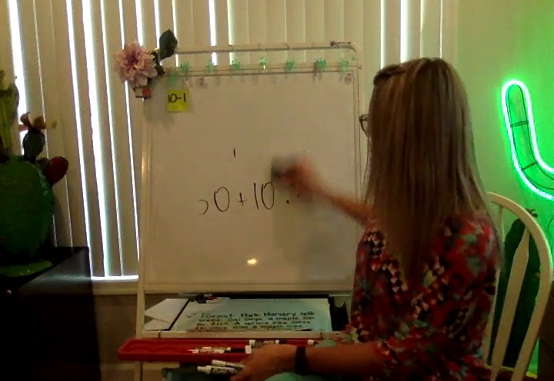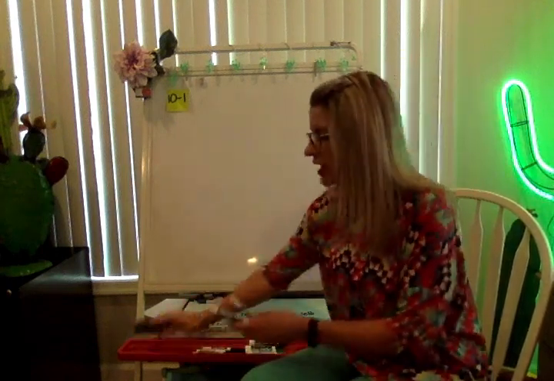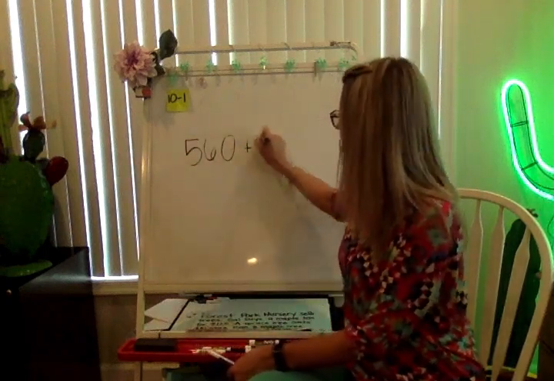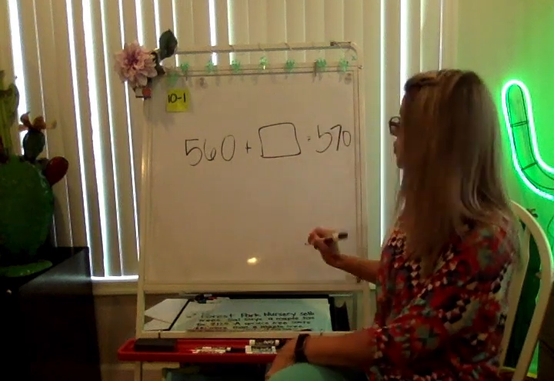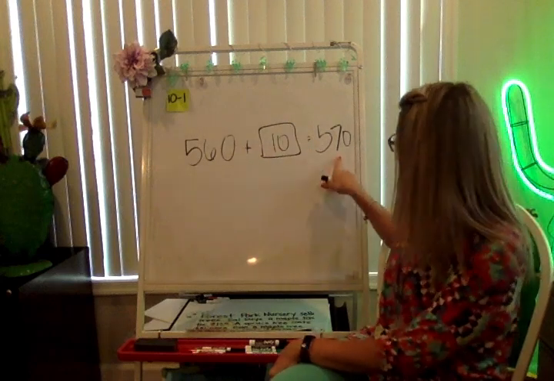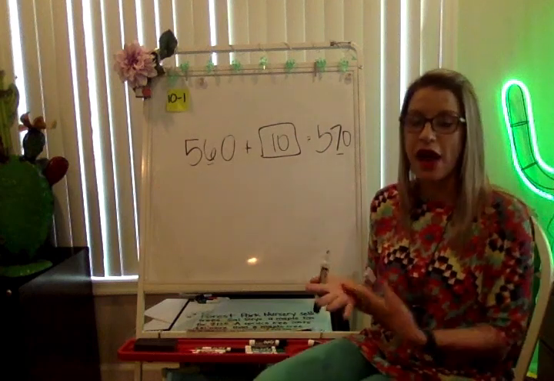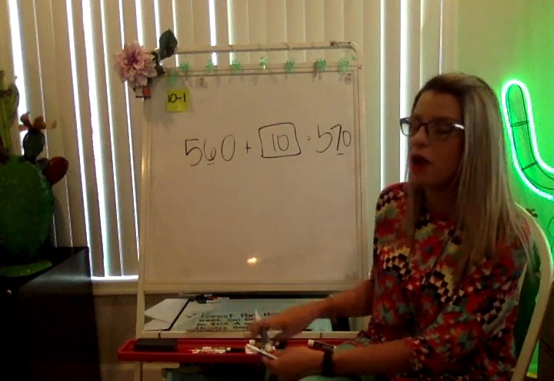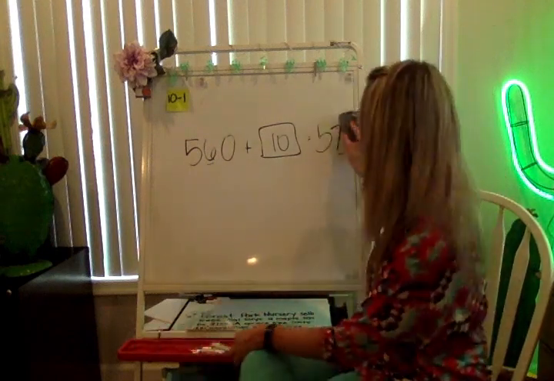You might see some problems where it has a missing number and it'll just say, hey, what did I add to this? Like if your number was 560 and it said plus some magical number equals 570, you would know that the missing number would be a 10 because this has increased by 1 in my tens place. Those are the kinds of patterns that I want you to look for. There will be a point where you're able to just look at a math problem and solve it in your head using some of these strategies that we discuss in class.